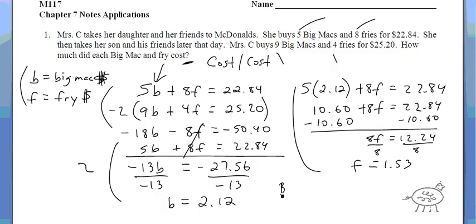So you would say a Big Mac costs, and put your units in there, which are dollars, $2.12, and fries cost $1.53.